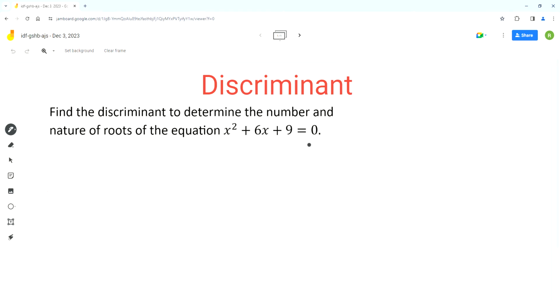Now as you can see, this given equation is in standard form, and we know in order to find the discriminant, we need the equation in standard form. Discriminant only tells us the number and nature of roots of a quadratic equation. It doesn't tell us the exact value of those roots. So let's start with the formula. The formula for discriminant of a quadratic equation is b squared minus 4ac.